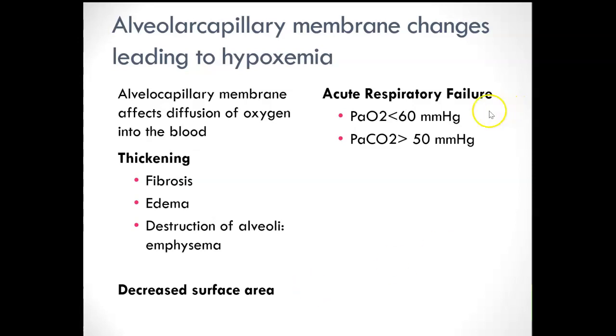And then, of course, acute respiratory failure, which could be due to a number of causes, and that leads to a PaO2 of less than 60 and a PCO2 of greater than 50, which we've already learned about this semester. So if you're unclear about this, you might want to go back and review it a little bit.